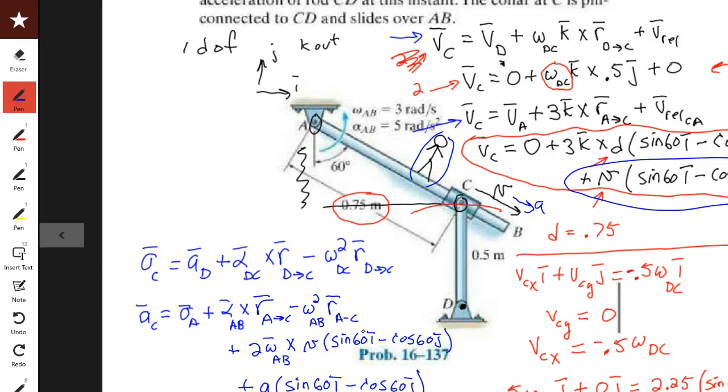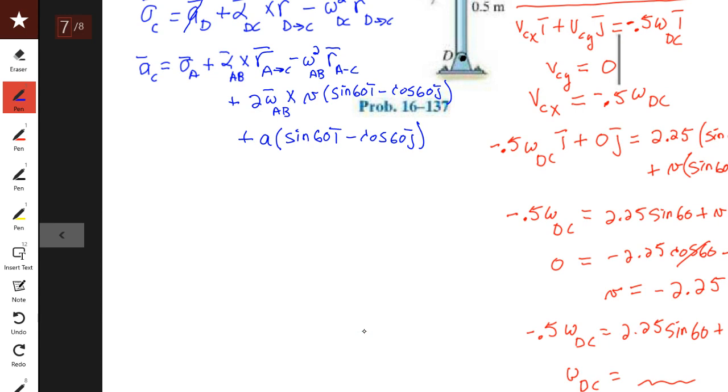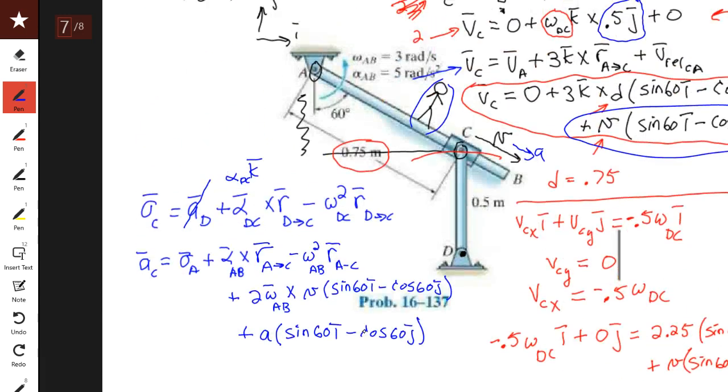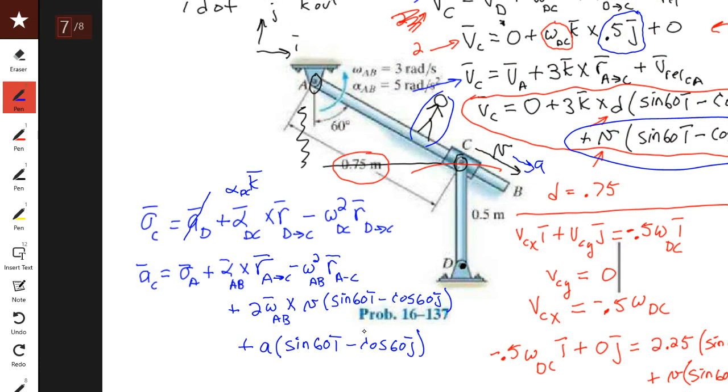Okay, so let's talk about this. Acceleration of D. Well, D is in permanent contact with the ground. That's gone. That's 0. What's alpha DC? Oh, I don't know, but it will be, call it alpha DC K. I think it's counterclockwise. Okay, the R is what I had before, so it's right here, and we'll plug that in. Omega DC, I solved for that. That's down here. That's why you do the velocities first, so you can get the omega. So I know the omega. The R, it's 0.5J, just like it was before. So I can plug everything in there.